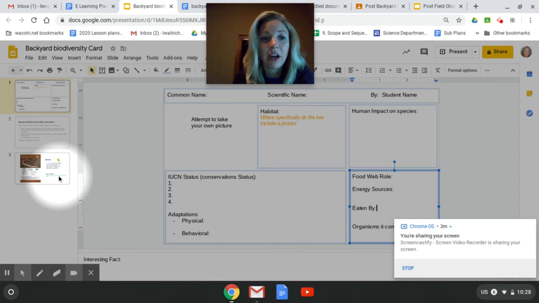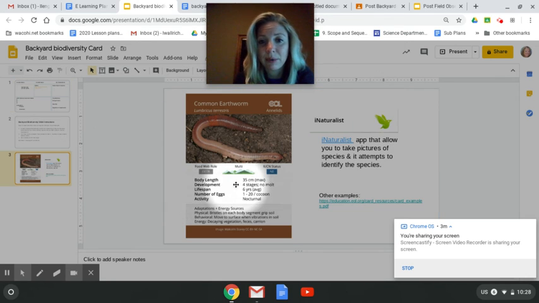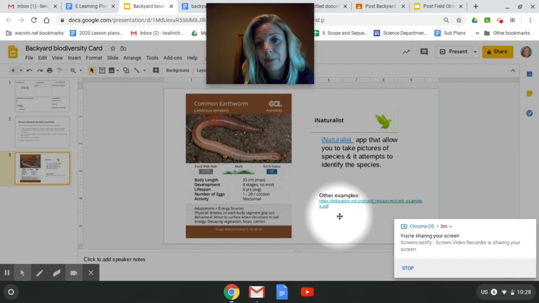So here on slide 3 is a bunch of examples. Here is an example of a card that's done with an earthworm. Okay. And if you click down here where it says other examples, there's a bunch more on there.